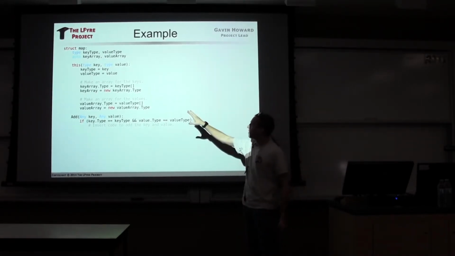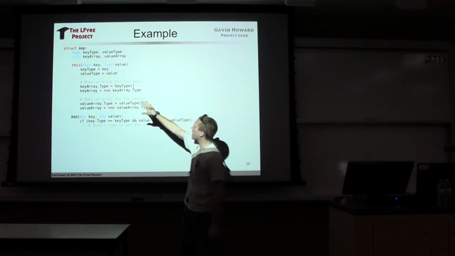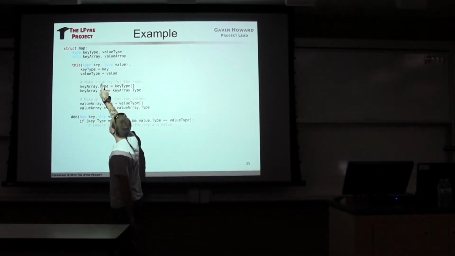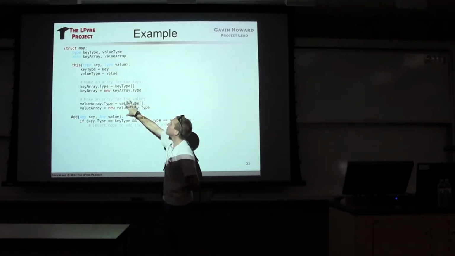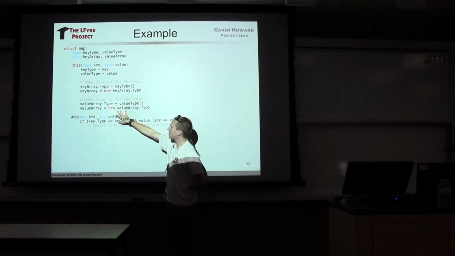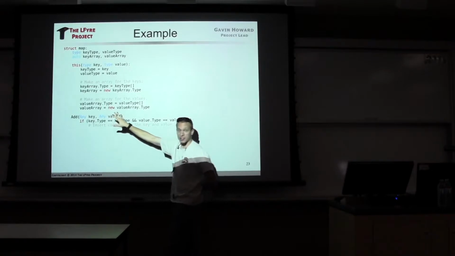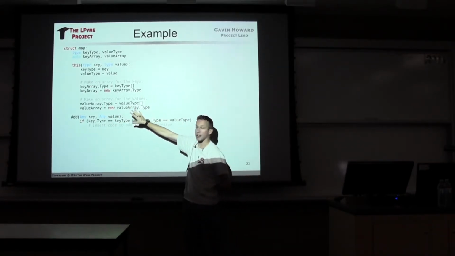So basically, you pass in two types to the constructor. This is the constructor, and you set those types. And then you make arrays of those types right here. And that is how you set it.